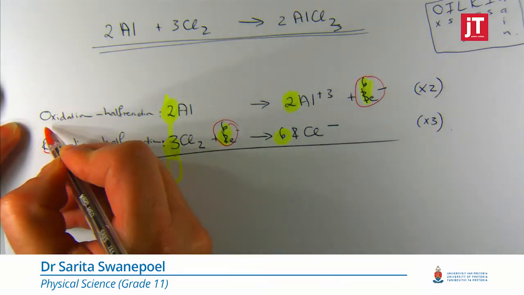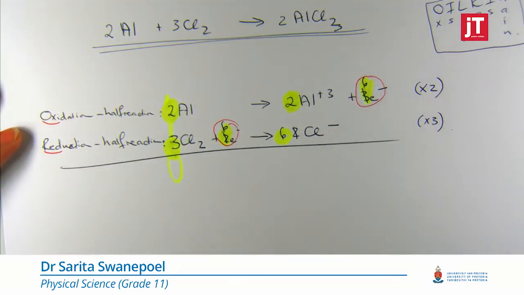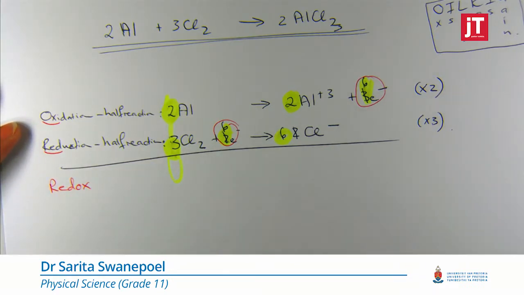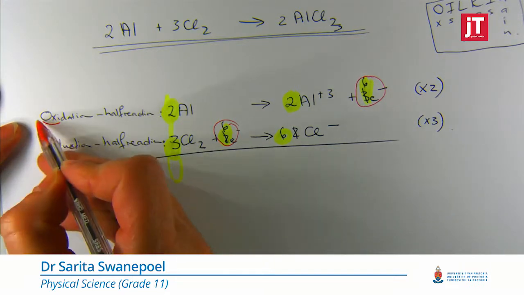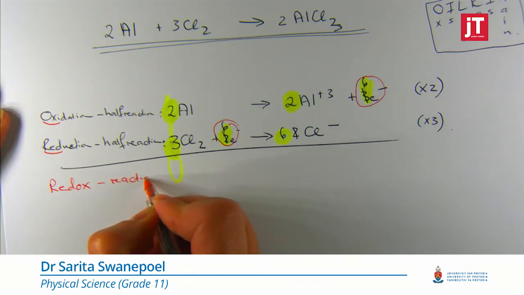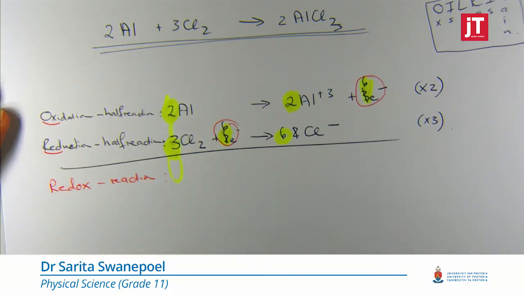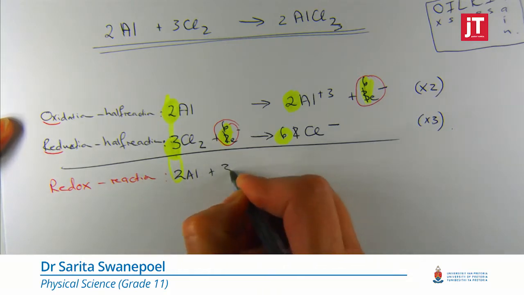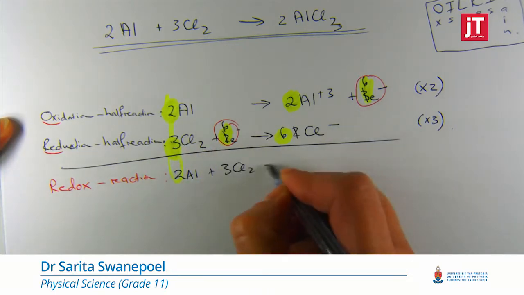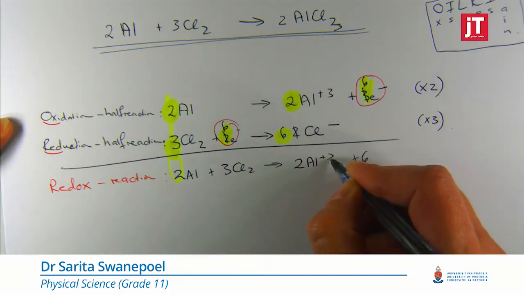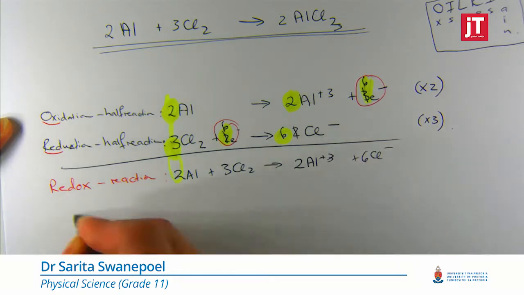Now reduction and oxidation, when they occur at the same time, we call them redox reactions, because it's reduction and oxidation, redox. And now it's a reaction. It's not a half reaction, because it will occur. The one is giving off and the one is receiving. So what do we end up with? We end up with 2 aluminium and 3 chlorine molecules, giving you 2 aluminium plus 3s and 6 Cl minus.